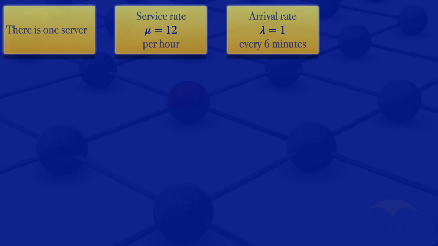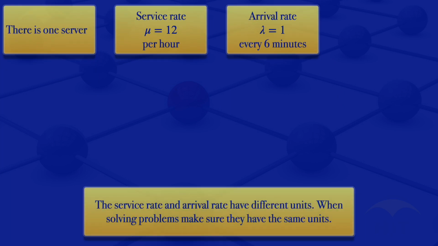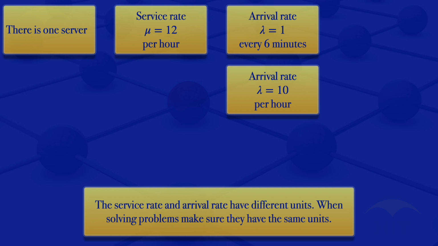But looking at the service rate and the arrival rate, we see that they have different units. The service rate is per hour. The arrival rate is in minutes. So when making calculations for the performance measures, it is recommended that the service rate and the arrival rate have the same units. So in this case, I'll convert the arrival rate to per hour, and the 1 per 6 minutes translates to lambda equals 10 per hour.